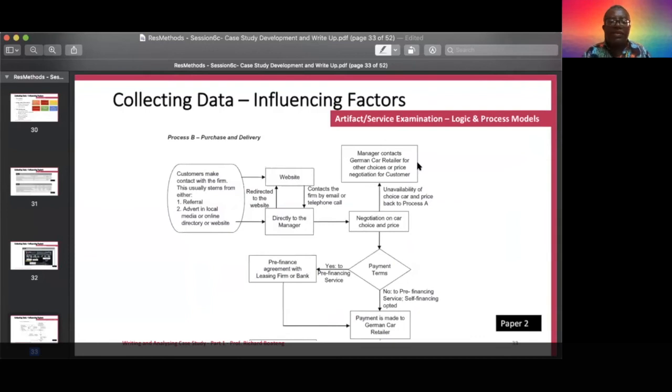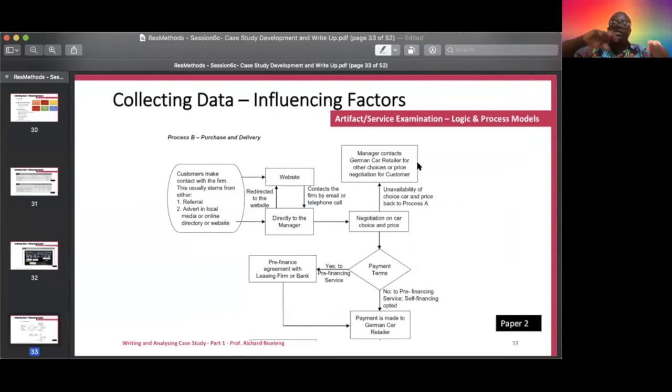Okay. Then this is active examination, where you're looking at the logic of data flow or information flow within the organization. How does the information flow within the organization? What do they use the information flow for? So in this particular scenario, we are talking about website design and what goes in. We are talking about selling of the cars and what goes into it.